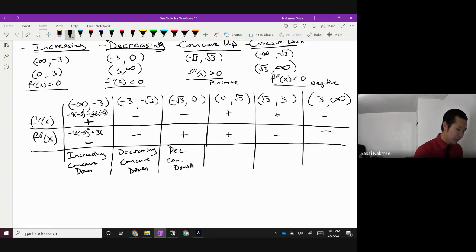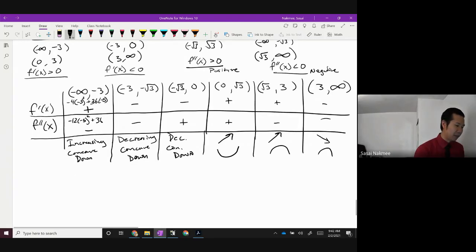This is increasing, so it's increasing like that. And since it's positive, that's concave up. Right over here, this is still increasing, and this time it's concave down. And this one, it's decreasing, and then it's concave down as well. I like that. Actually, that may be a little bit easier than writing out the whole word.